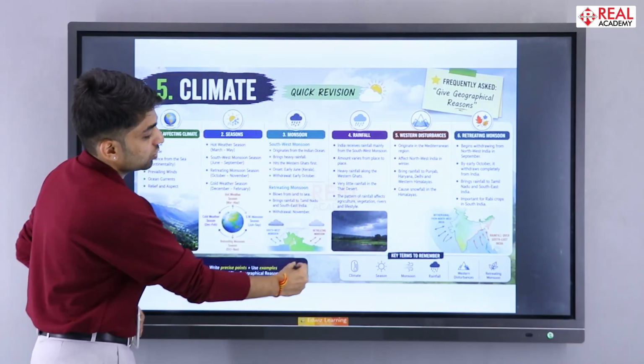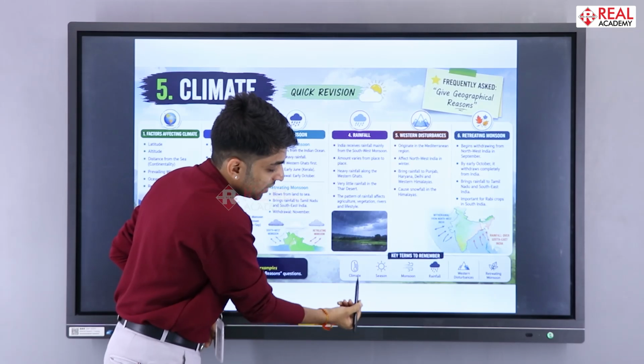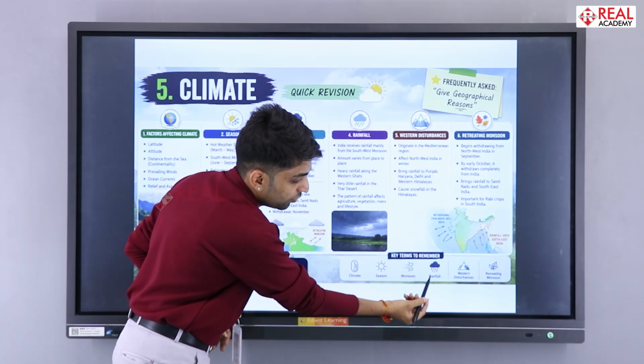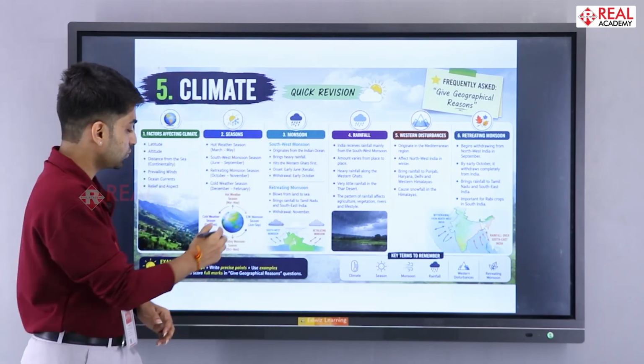So the key terms to remember are climate, season, monsoon, rainfall, western disturbance, retreating monsoon.